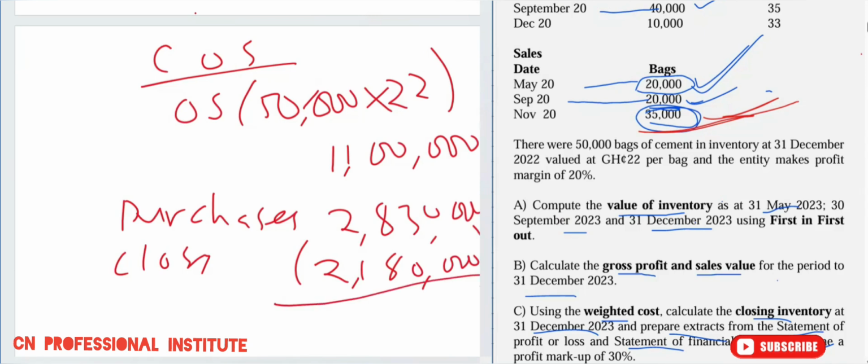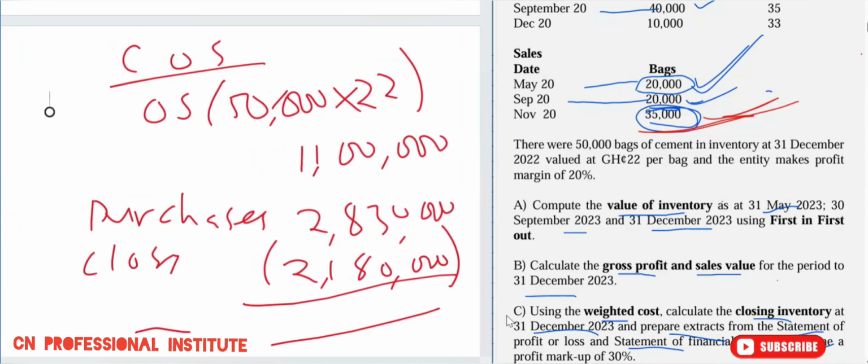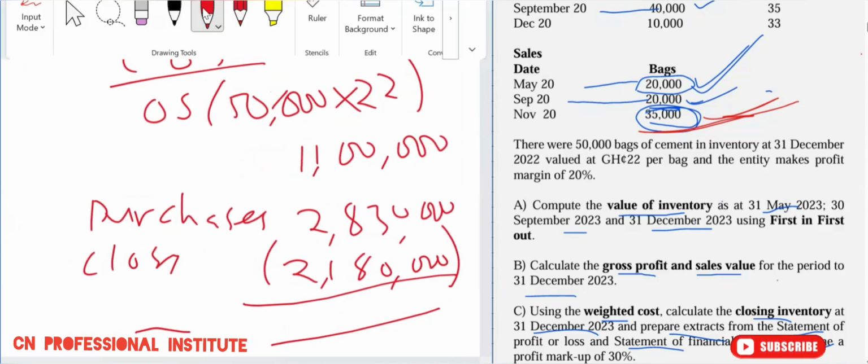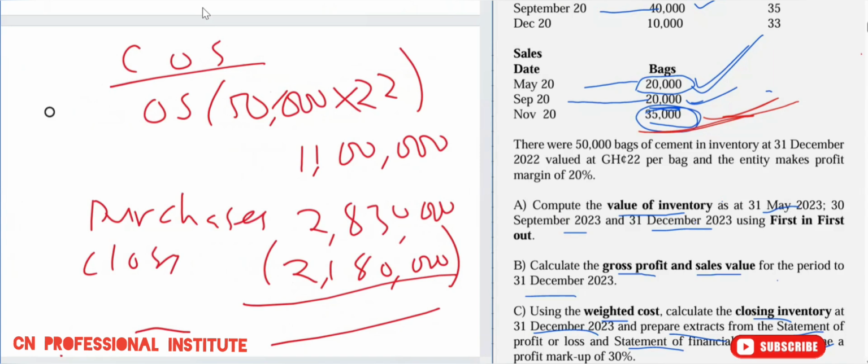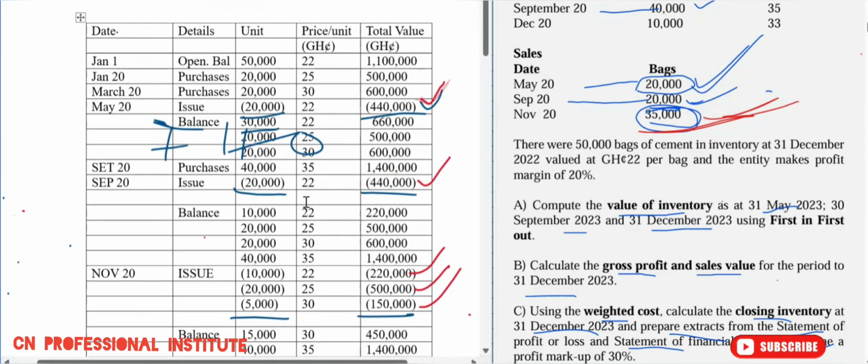Right? So that is it. And then you get the same answer. You get 1,750,123. So you can also use this method: opening stock, multiply the opening 50,000 by 22, then purchases. You go to the question and you sum all your purchases. So the purchases, the 500.